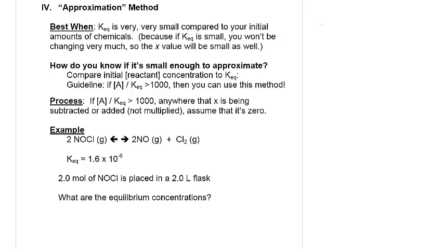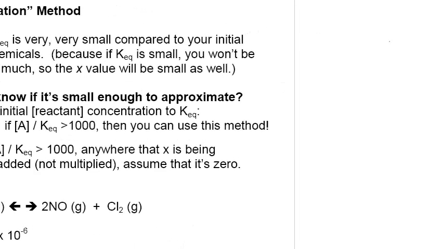This is another method for using ICE charts and KEQ equations to solve for equilibrium concentrations, when you're trying to find the value of x. This method is best when you have a very, very small KEQ. Remember, KEQ is products over reactants. So if this is a small number, that means you have a lot of reactants. You have a big number on bottom and a very small number on top, which means your reactants are highly favored, which means that your reaction is not going to proceed very much.